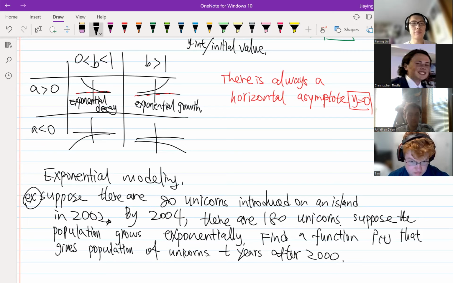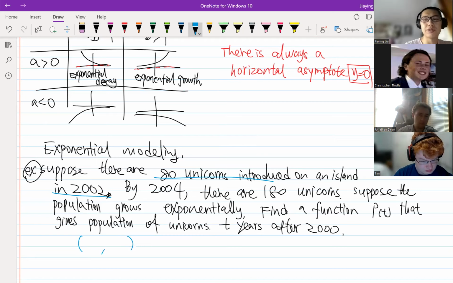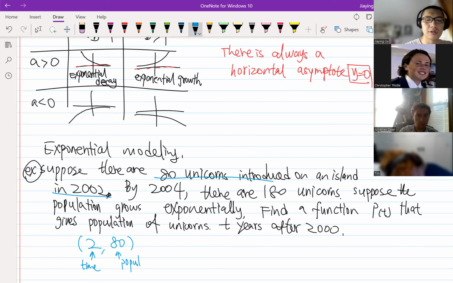Okay, so what do we know? Well, just like with linear models, if we are given 2 pieces of information, we can come up with 2 points from the information. From the first piece, we have 80 unicorns in year 2002. We can write that as a point with time first and the population second. That will be 2 years from year 2000. So 2 and 80, that's 1 point. This is the time, 2 years, and this is the population. That's from the first sentence.